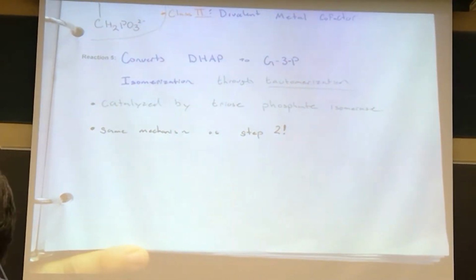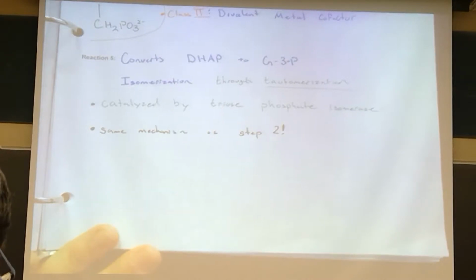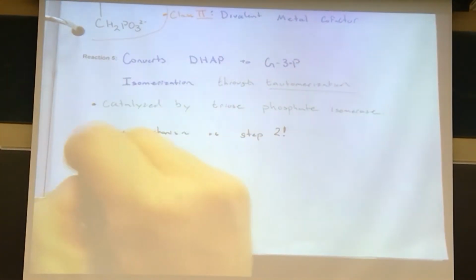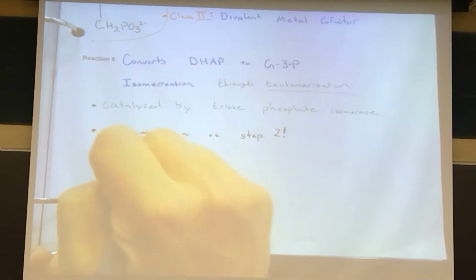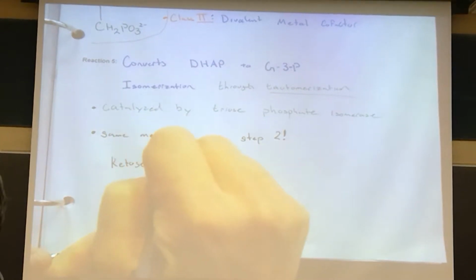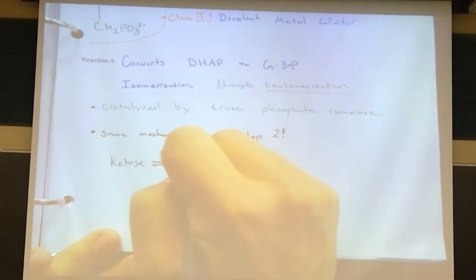You should be able to draw this mechanism, especially after you've drawn the mechanism in step 2. So if you have trouble drawing this mechanism, go back and look at step 2. The only difference is the direction. The direction is different because you're going from ketose to aldose, right? Intermediate, diol, intermediate.